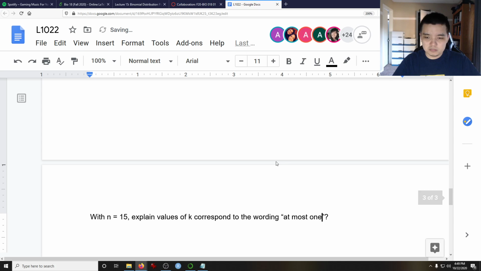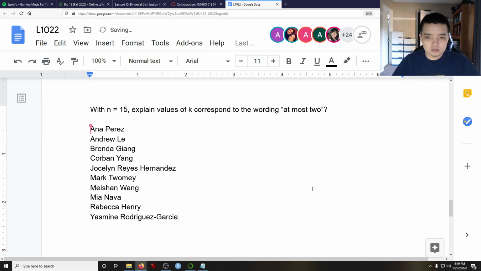So taking up the difficulty a little bit, how do you think we're going to describe or write out the math work with the wording at most 2?